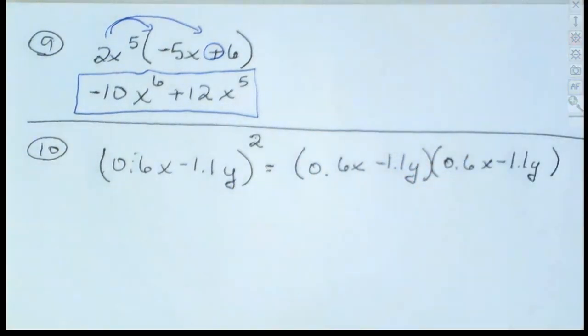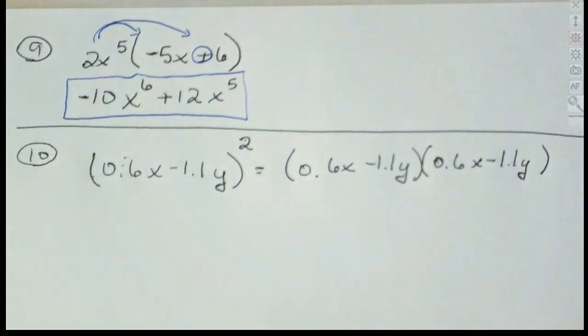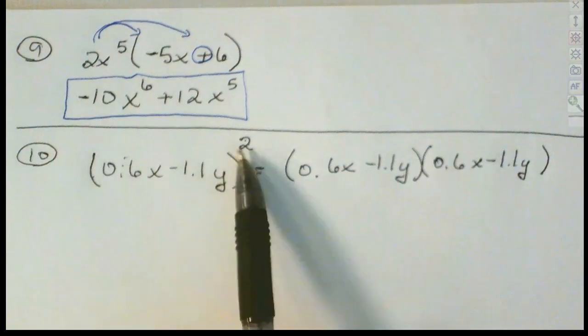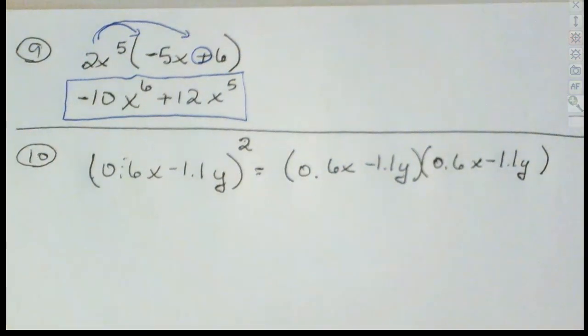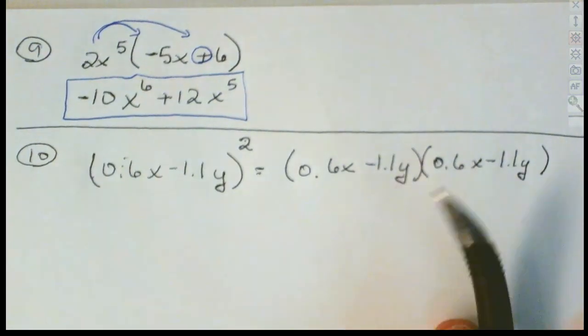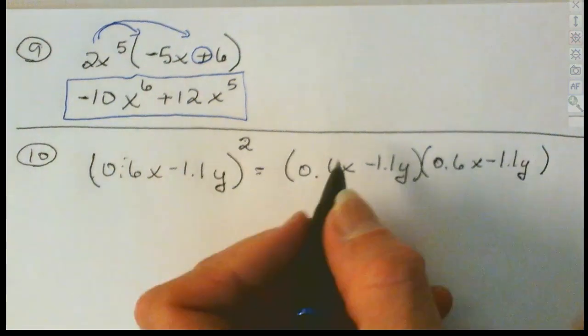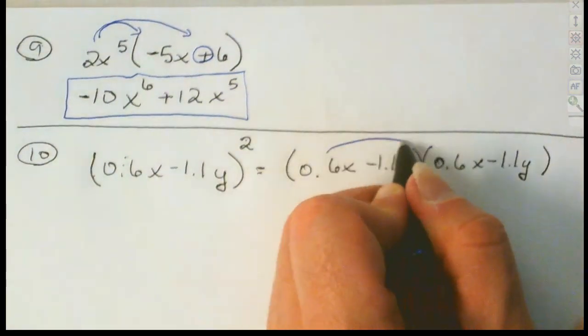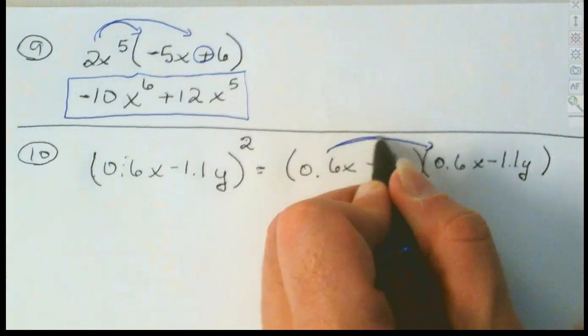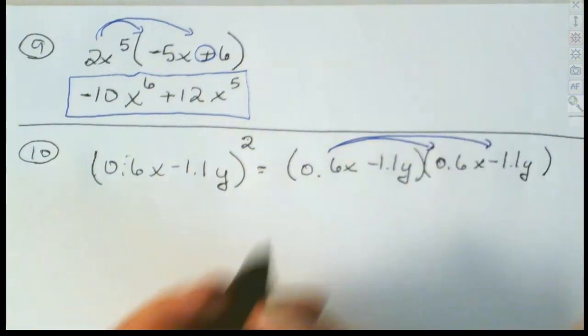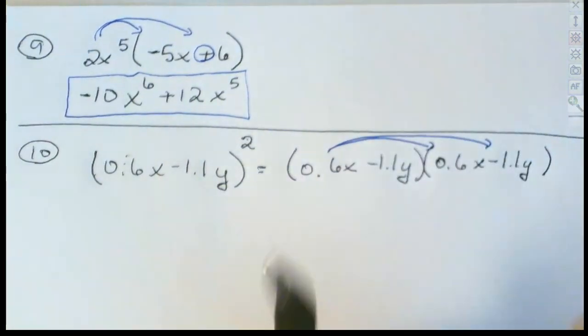We wrote it out twice, and now we're going to use our FOIL method. Whenever you have parentheses, you've got to write it out. If this would have been a cube, you'd write it out 3 times. This one is just squared, so we write it out twice. Now we have 2 terms by 2 terms, so we can apply our FOIL method. And that's just simply multiplying it through. So let's go ahead and do that. We'll use a calculator.